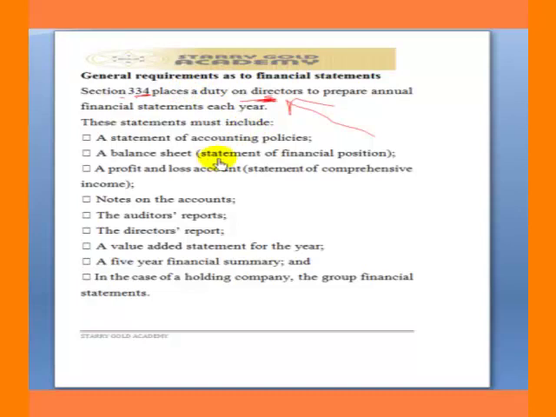And it says that the accounts must contain the following, such as the statement of accounting policy, a balance sheet, which is now known as statement of financial position, a profit and loss account, which is now known as statement of profit or loss and other comprehensive income, notes to the account, auditor's report, director's report, a value-added statement. In IFRS, value-added statement is not really a component of financial statement again, but it can come as additional information. A 5 years financial summary. So all these things are just additional information that comes at the end of the financial statement. So these are the basic requirements of CAMA on directors in the preparation of financial statements.